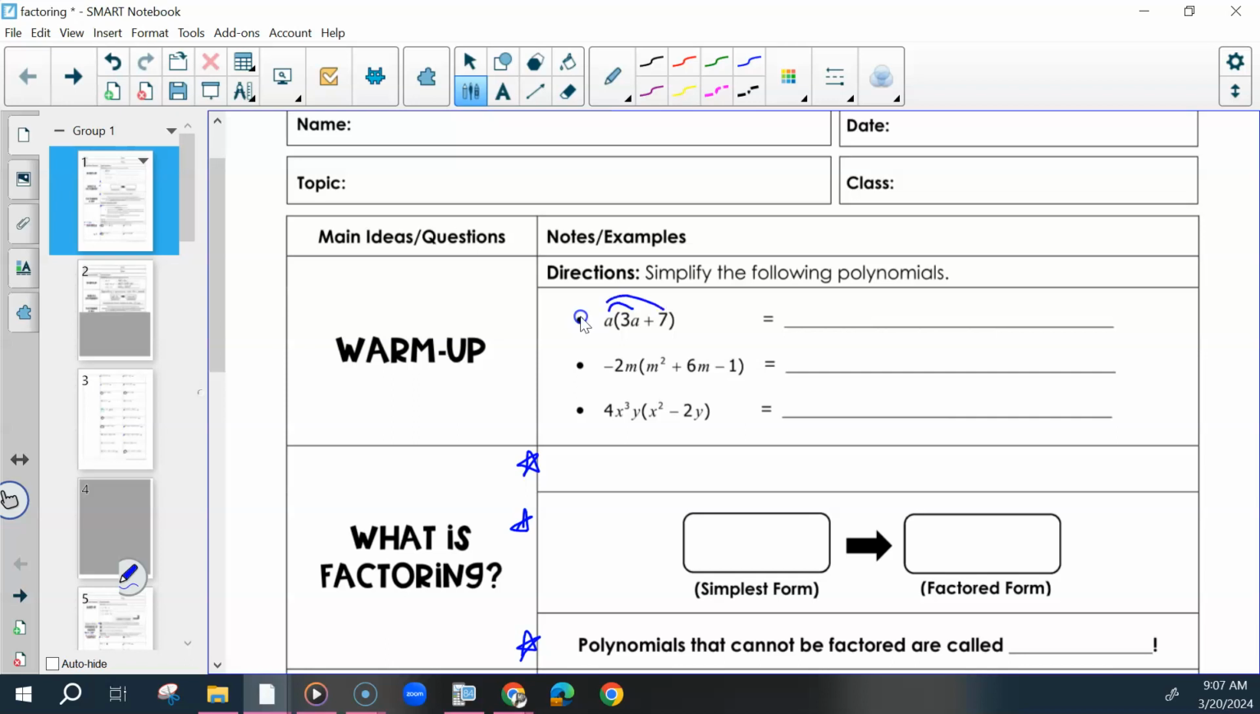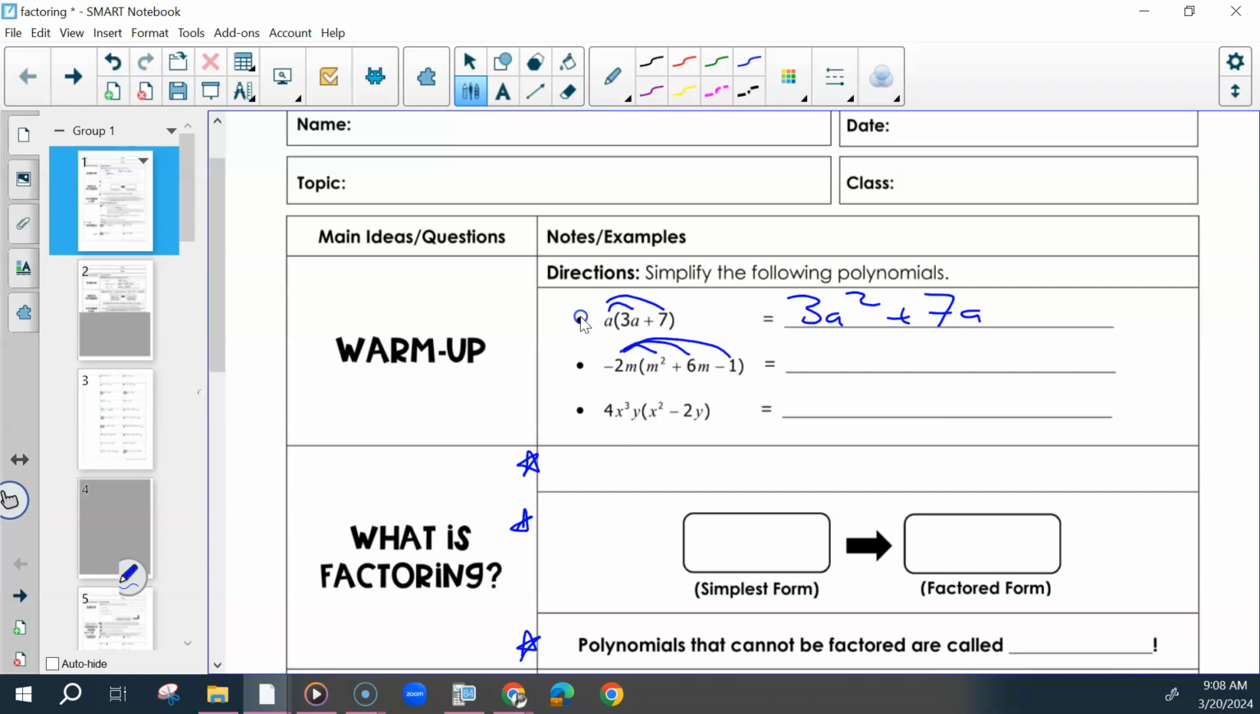So if I multiply the a to both of these, what would be left? And we can say these out loud. 3a squared. And then a times 7 plus 7. And then do the same thing for the next part. Multiply negative 2m to everything here. Negative 2m times m squared.